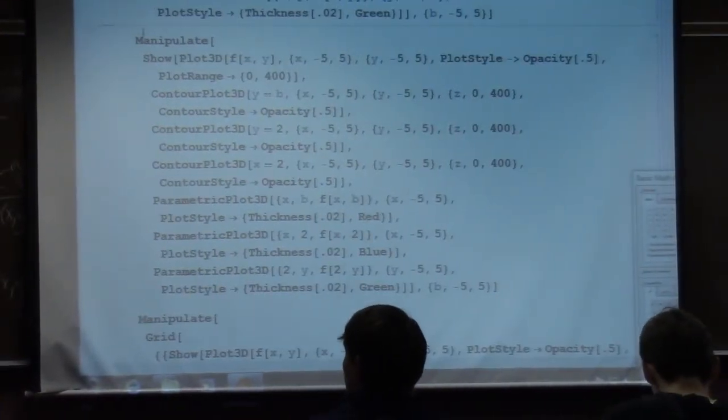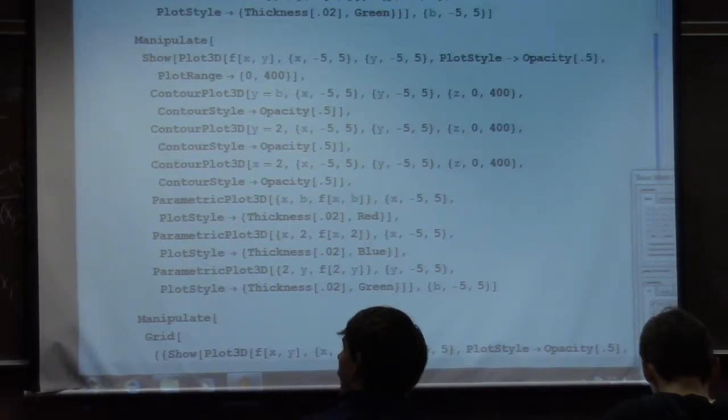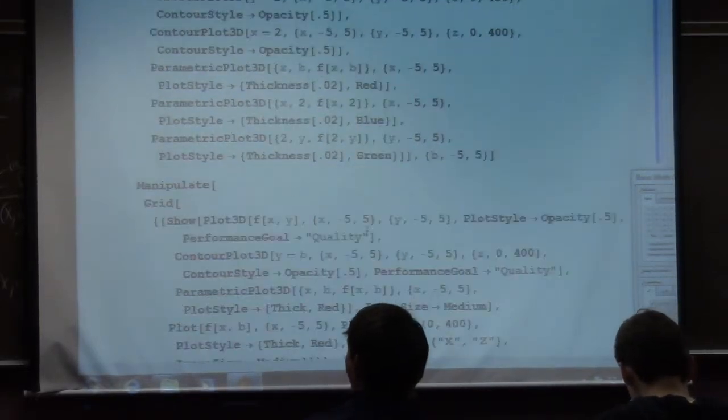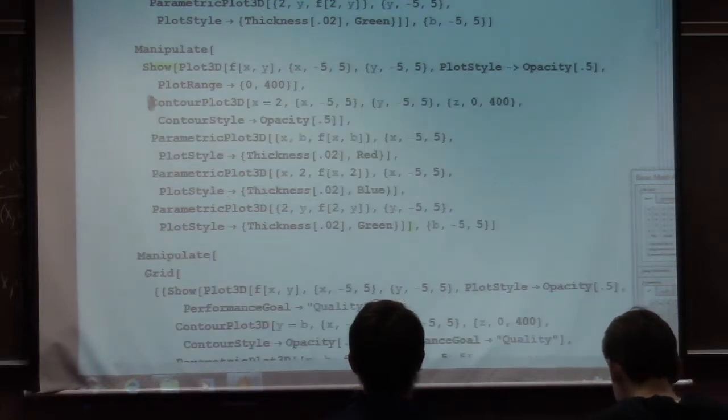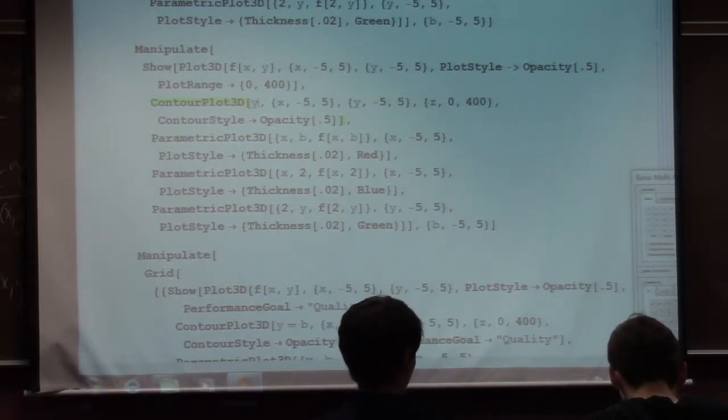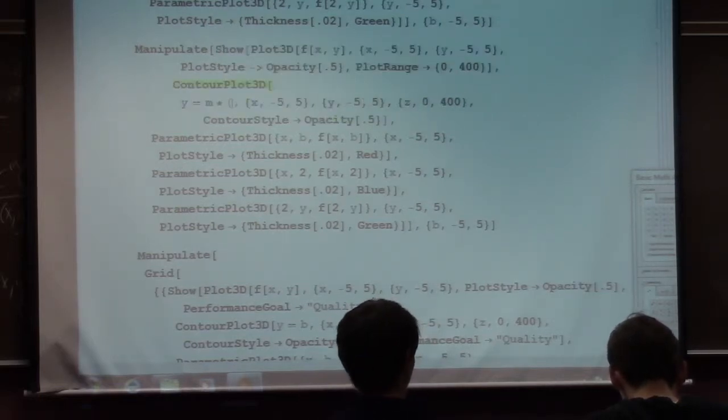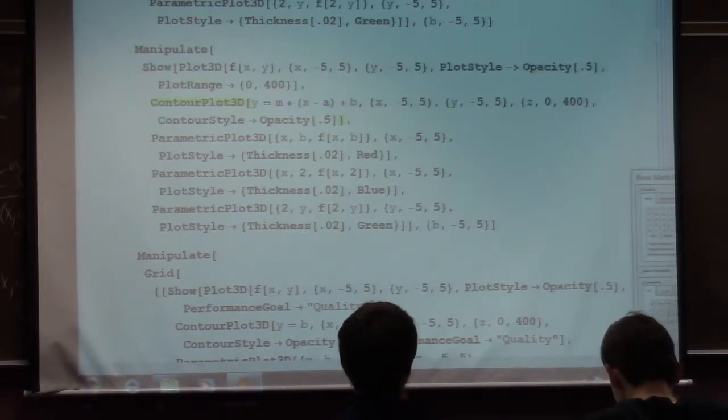So let's see. I'll go ahead and copy and paste this code, but modify it. We can get rid of a lot of these contour plots. We just need one of them, in fact. Contour plot 3D. What do I want? I want to draw the plane that I'm going to cut the surface with. In 3 dimensions, it's still going to have the equation y equals m times (x minus a) plus b.